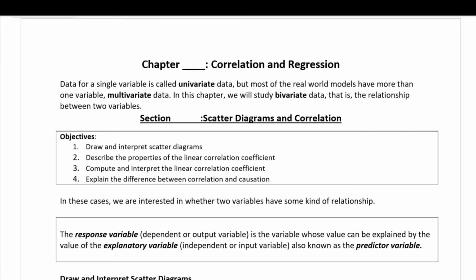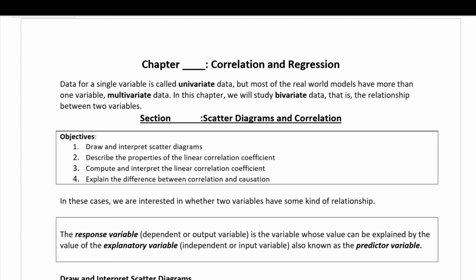In this chapter, we're going to talk about correlation and regression. Data for single variables is called univariate data, but most of the real-world models have more than one variable, and this is called multivariate data. In this chapter, we'll study bivariate data, that is, the relationship between just two variables.